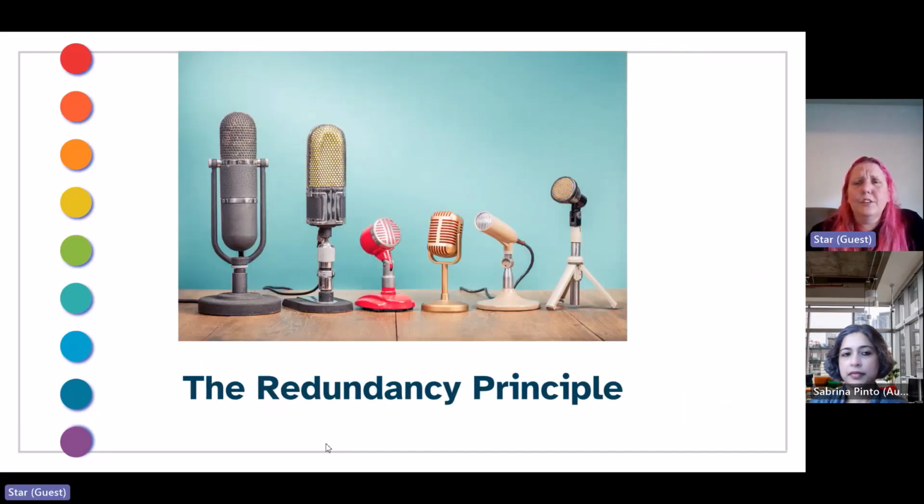The redundancy principle just tells us that we don't want to be redundant in terms of our text and our audio. Once again, we don't want to have all of our text on the screen that's being said in the audio. You do always want your learners to have the option to turn captions on or off. But don't write everything on the screen that you're going to say.